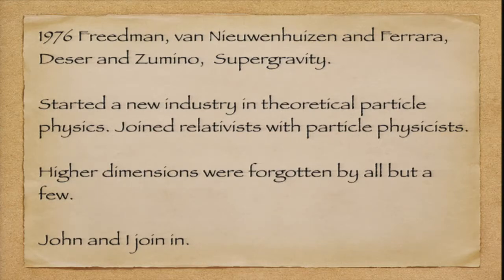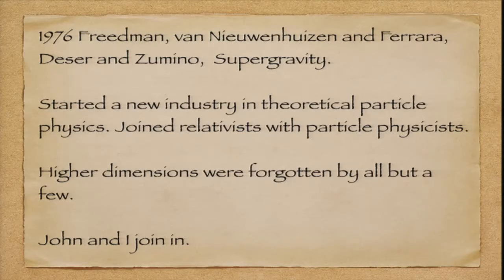So they took the idea of a supersymmetric Yang-Mills theory to a supersymmetric gravity theory, where you had the local reparameterization invariance and the local supersymmetry. And they started a new industry in theoretical physics. And here, relativists and particle physicists were joined.